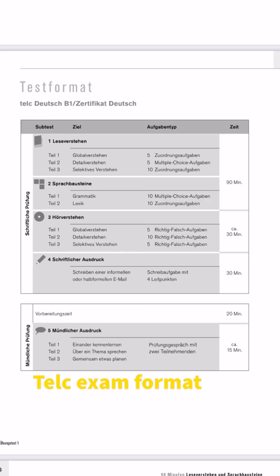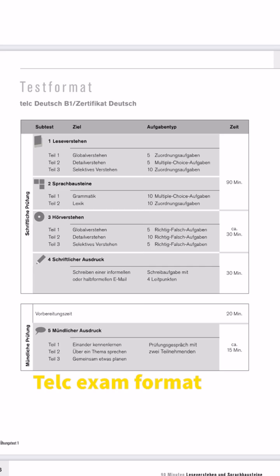Personally, I feel the Telc exam format is very easy. The only drawback with Telc is that there are very few exam centers and very few exam dates for the Telc Prüfung. Especially in India, there are very few exam centers, but Goethe nowadays is spread across India, and you have multiple exam centers for Goethe. But if you are giving the exam in Germany, there are obviously more options for both Telc and Goethe.